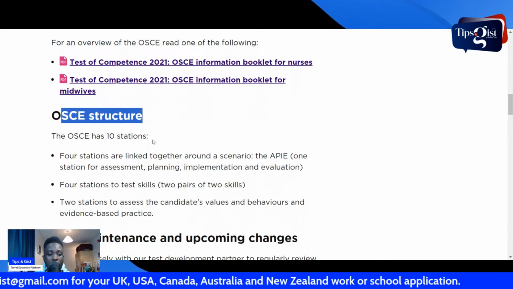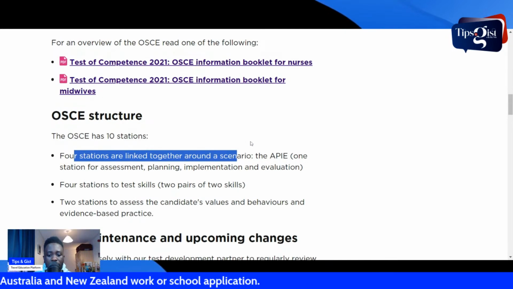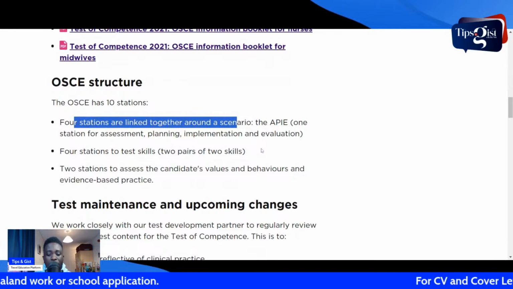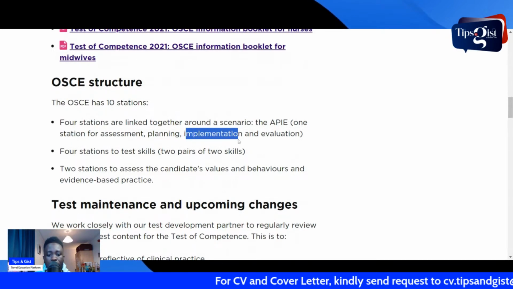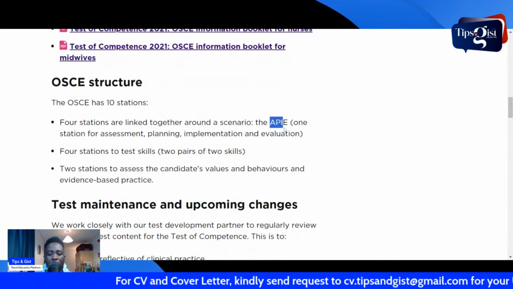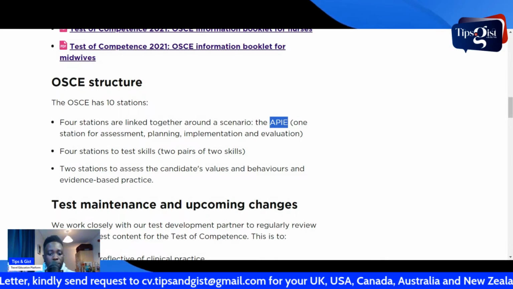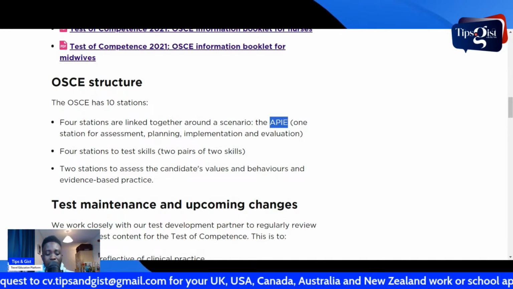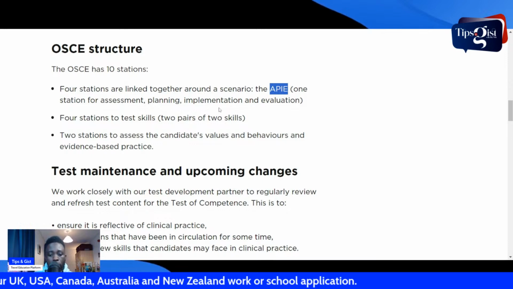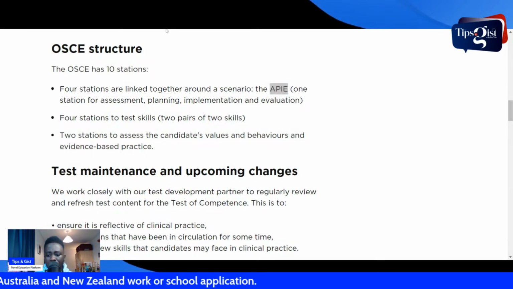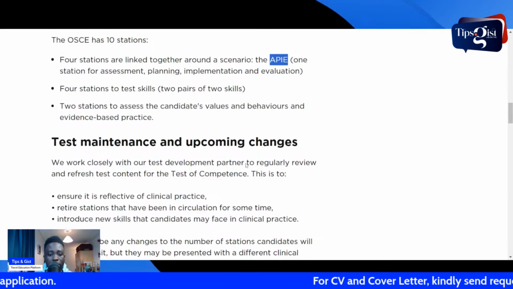Now the OSCE structure: OSCE has 10 stations. 4 stations are linked together around a scenario, right? That is the APIE: 1 station each for assessment, planning, implementation, and evaluation. So that is the abbreviation. Each station, the scenario will be based on you assessing a patient, doing the assessment, planning, implementation, and evaluation. Just as we did a care plan during our licensure, right? You do a care plan as part of your licensure practicals.